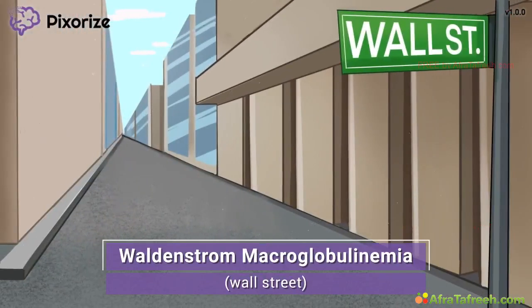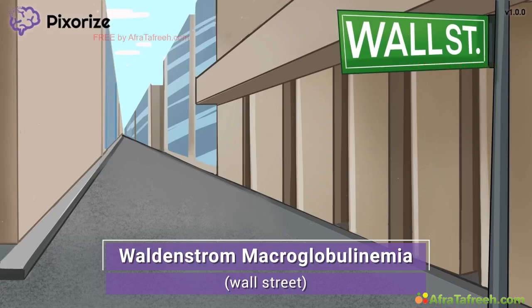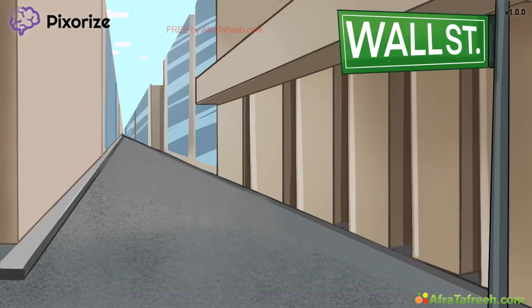New York, the home of taxicabs, skyscrapers, and the iconic Wall Street. By the way, Wall Street should help you remember Waldenstrom Macroglobulinemia, since Wall Street sounds like Waldenstrom, doesn't it? Waldenstrom Macroglobulinemia is a cancer of plasma cells in the body.